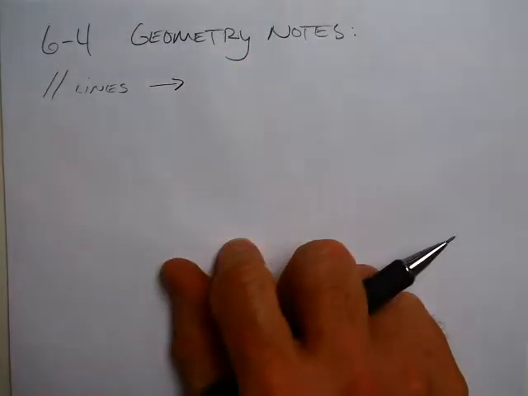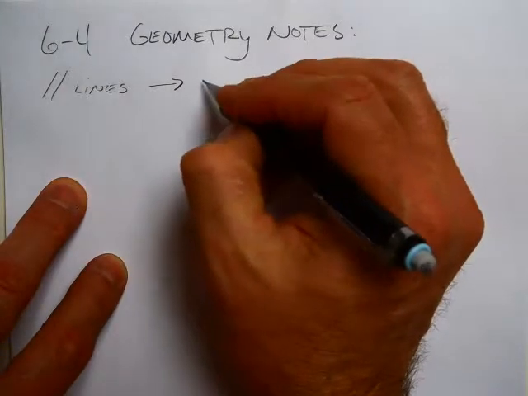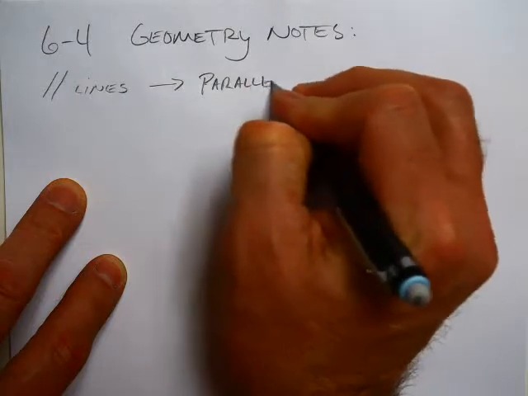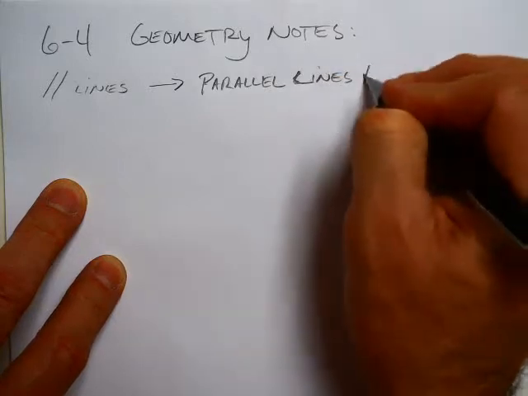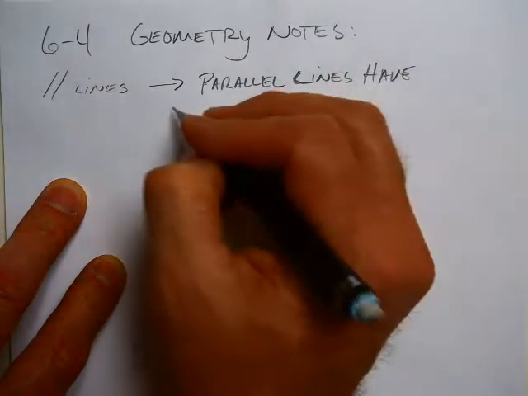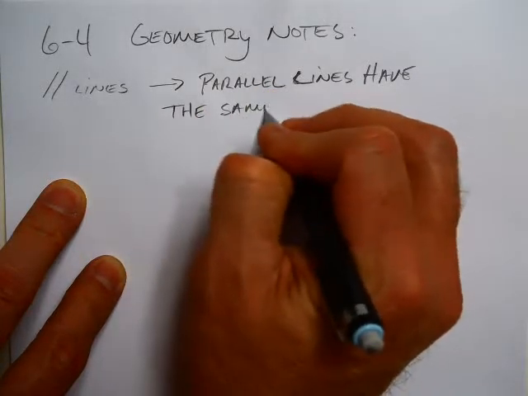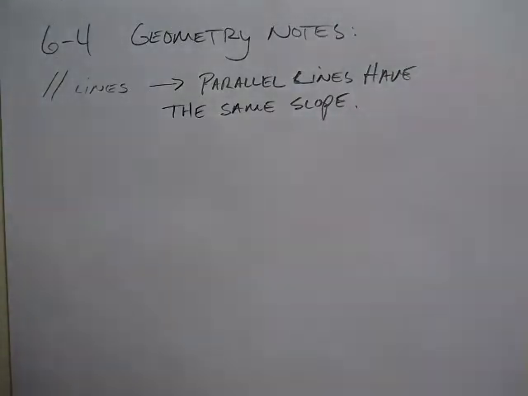What can you tell me about the slopes of parallel lines? Yeah, they are the same. That's right. Parallel lines have equal slopes. Let's say the same. Yeah, parallel lines have the same slope. Always. There's no exception to that. They always have the same slope.